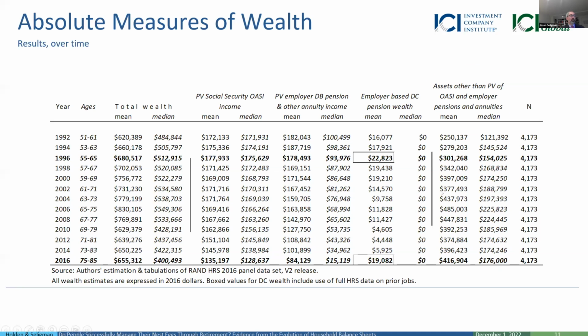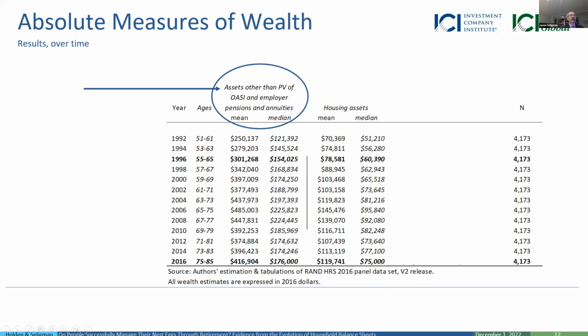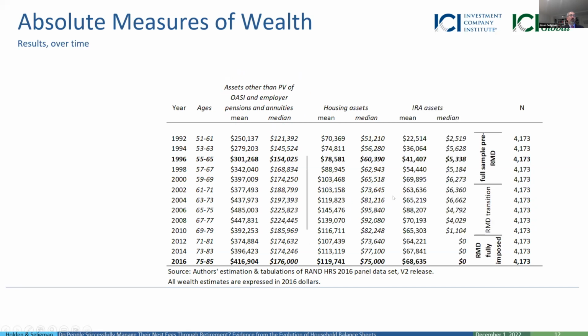And then going forward, we can also look at the assets other than the present value of OASI, that's Social Security, employer pensions and annuities. And you see that these assets have actually grown. And a lot of that is described by housing assets. As well, we can show you IRA assets here. Importantly, IRA assets, you're going to see, while on the mean, they're increasing, in median, they're actually dropping. And what's happening here is an interaction with US law. So this is just based on required distributions from these plans.